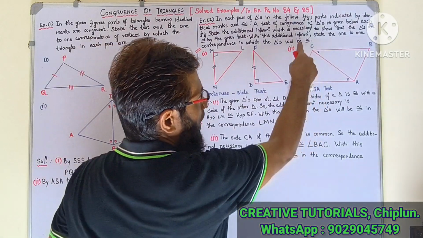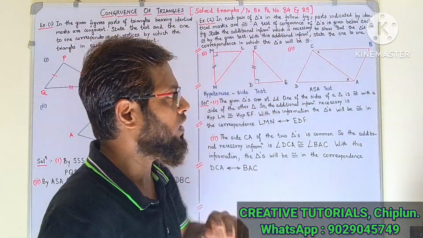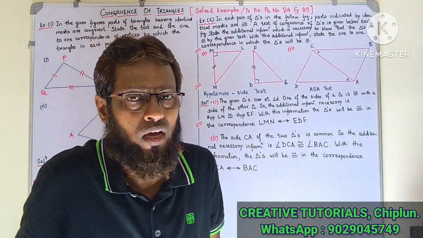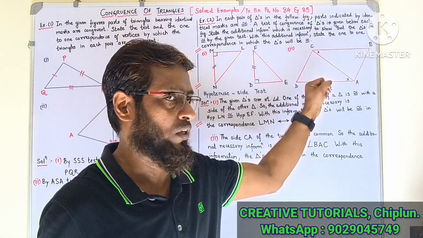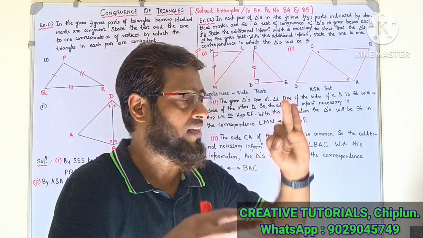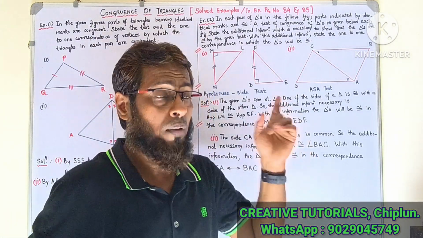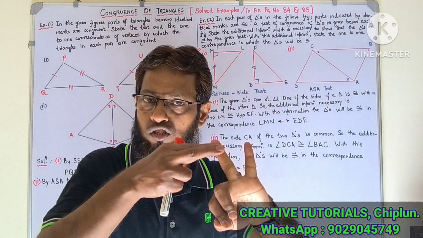So you can see that CA is common to both the triangles, so one side we have got. Then one angle is this, one angle is this, so we have got one pair of corresponding angles given in the question. Then the side we can easily see, though they have not given us any identical mark, that CA is common to both the triangles. So we have got the side also.